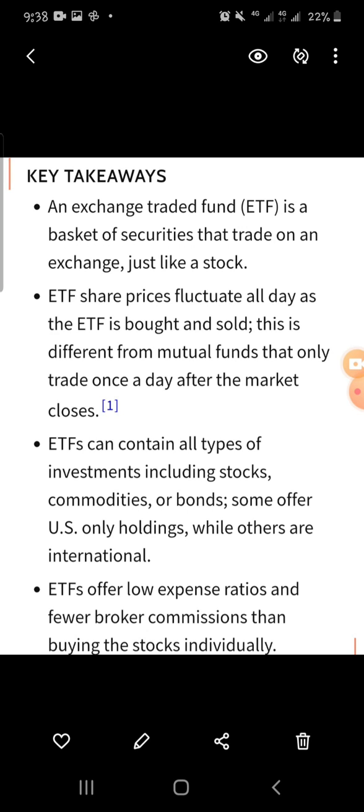So the ETFs contain all types of stock, including stocks, commodities or bonds. As I said earlier, they contain several stocks from different sectors. And lastly, they offer a low expense ratio and fewer brokers' commissions than buying stock individually. Now, these are the advantages of the ETF. You have a lower expense ratio and fewer brokers' commissions than when you are buying the stock individually.